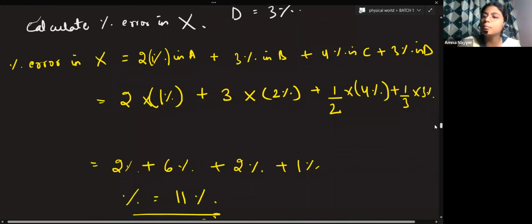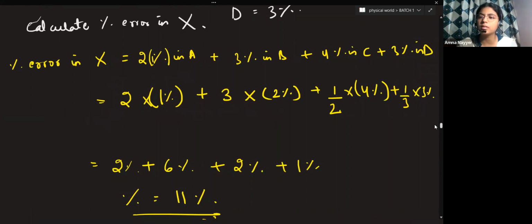So 2, and then the percentage error is already given to you. Percentage error of A is given to you as 1%. Then the percentage error of B is given as 2%. In this manner, you have to put all of it.